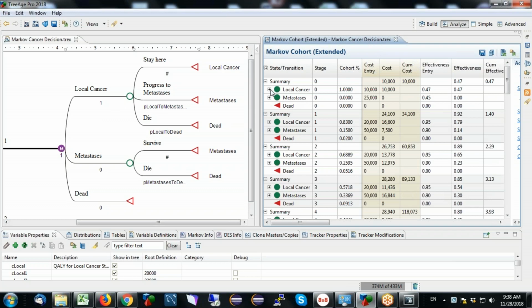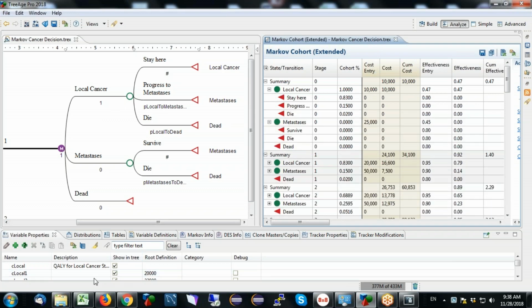That's what we expect. Then if I went back and looked at the parameters, I know this probability is 15% and this probability is 2%. We should be able to see that progression in the model. And sure enough, that's what we see. We start with everyone, 15% progress, 2% die, and the remaining 83% remain in local cancer state. And that is the percentage breakdown in the next cycle.